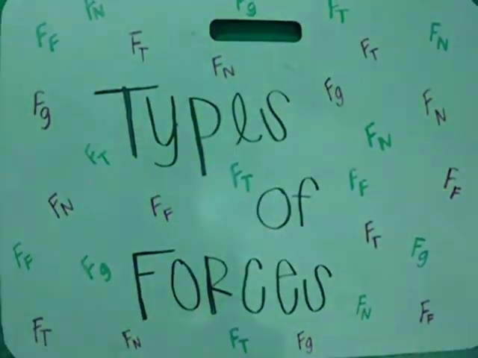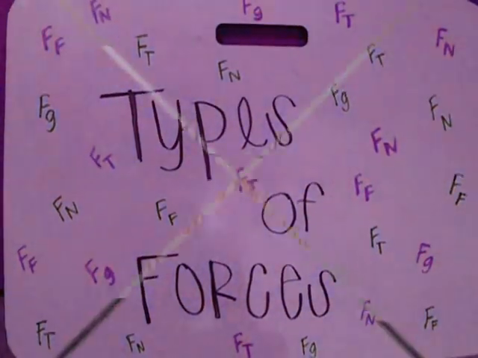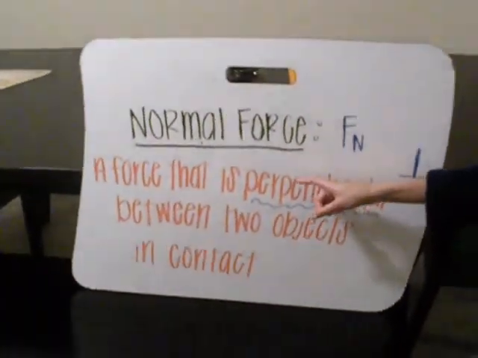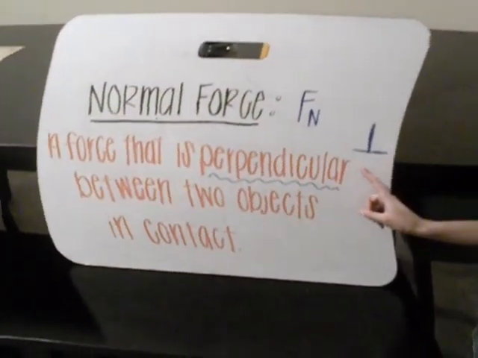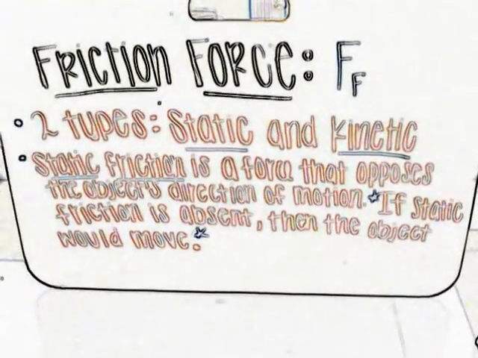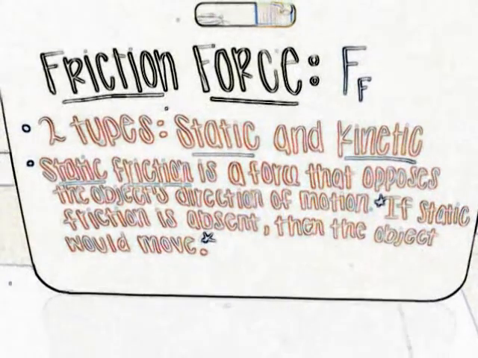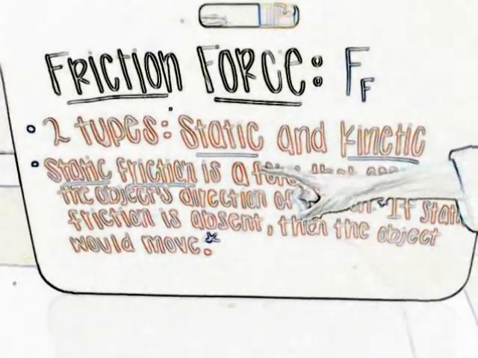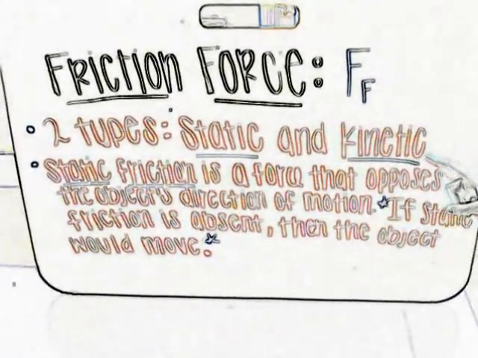Presenting forces and force diagrams. Types of forces. The normal force is a force that is perpendicular between two objects in contact. There are two types of friction force, static and kinetic.